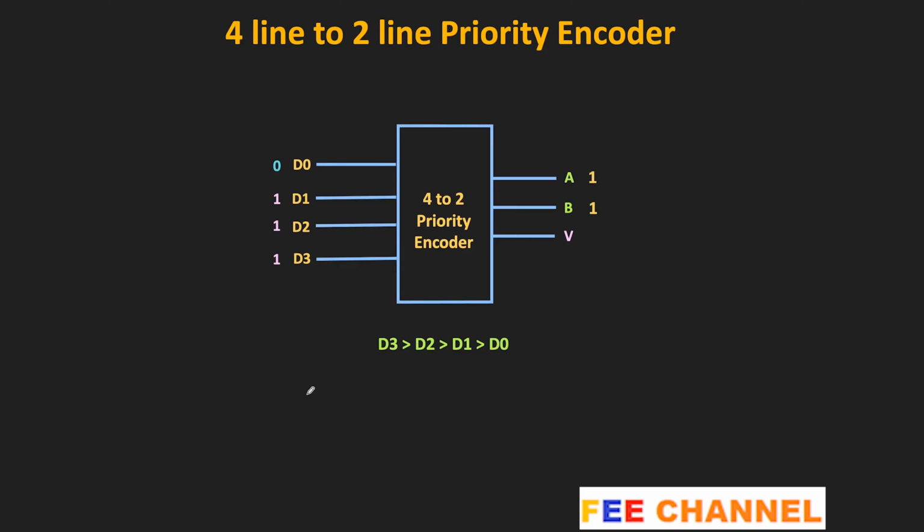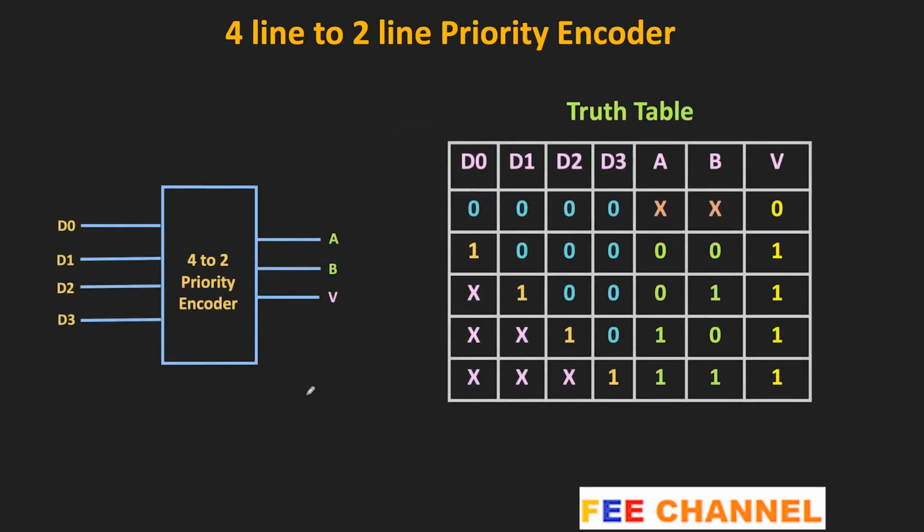And here is the truth table of this 4-line to 2-line priority encoder. As you can see, when all the inputs are 0, then the output V is also equal to 0. And at that time, it doesn't matter what the value of A and B is. Now when D0 is 1 and the rest of the inputs are 0, then the output is equal to 0, 0. And since at least one input is high, this V output is also equal to high.